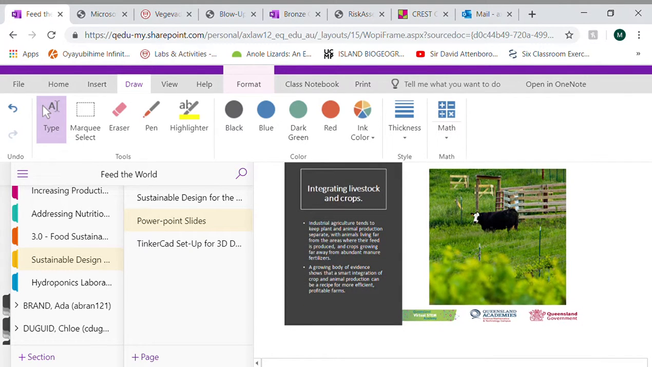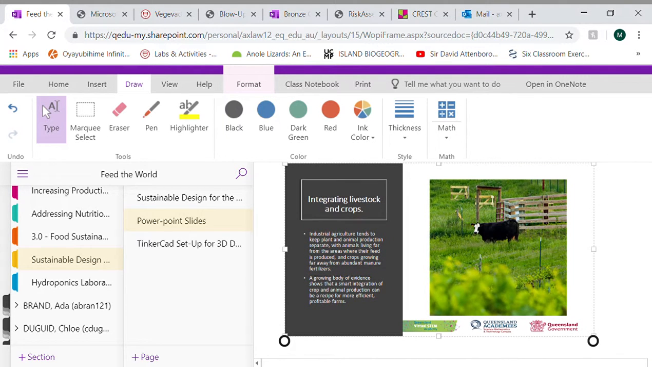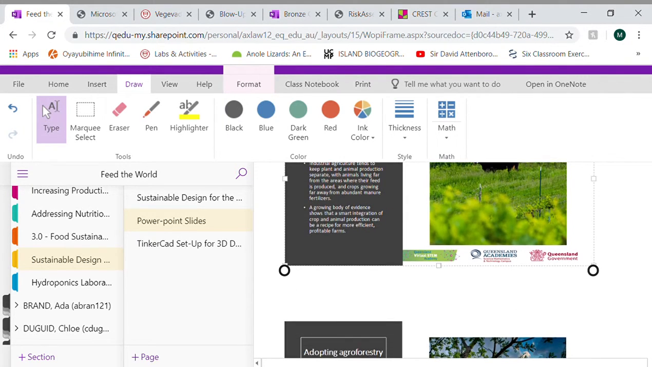We can also integrate livestock and crops. Industrial agriculture tends to keep plant and animal production separate, and the animals generally live in a faraway area from where the plants are produced. There's a growing body of evidence that shows that if you smartly integrate plant and animal production together, you actually have a more efficient, profitable farm. An example is using the manure as fertilizer for the plants.